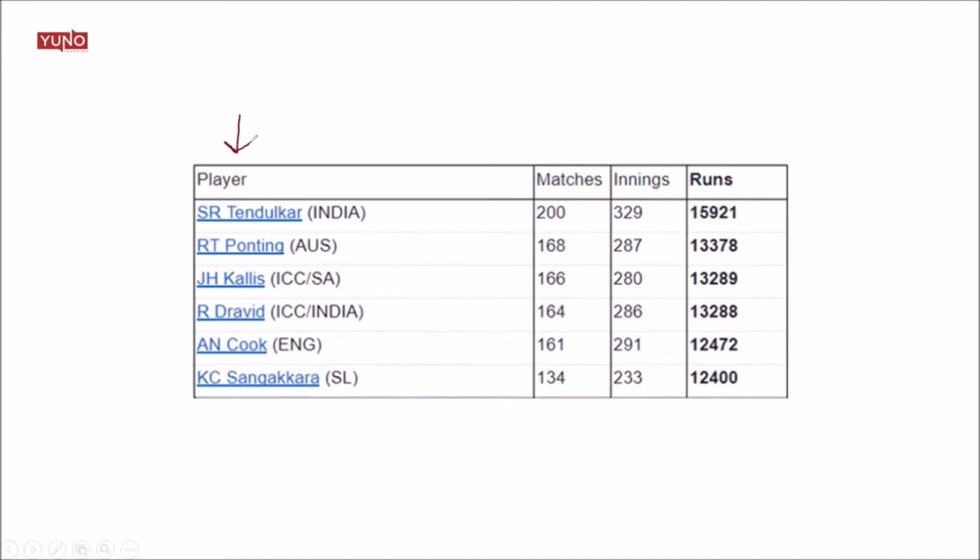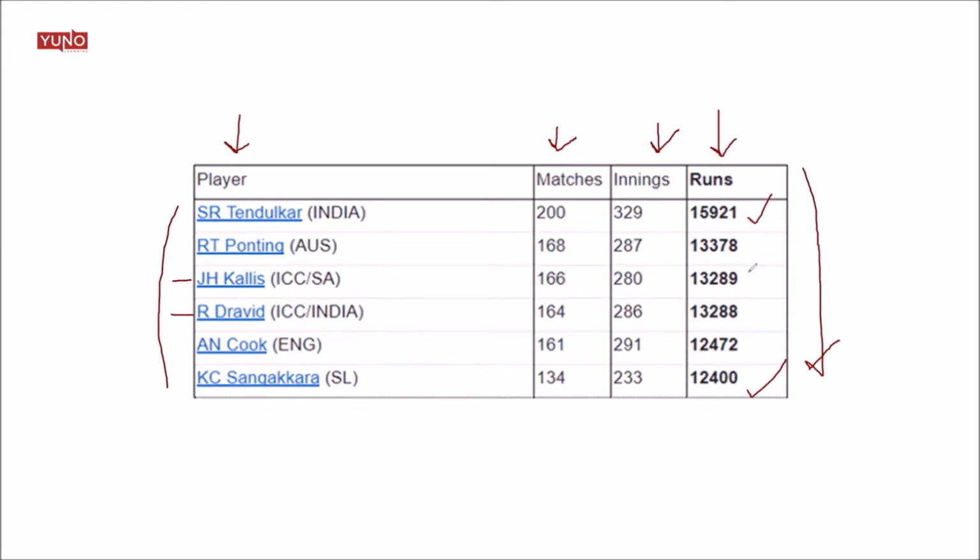Look at the headings first. Player. You can see names of 6 popular cricketers are there. Matches. This column lists number of matches each player played. Innings, number of innings each cricketer played, and then runs, total number of runs he scored. Second, you can see the runs are in descending order, right? Which clearly means Tendulkar scored maximum runs, whereas K.C. Sangakkara scored minimum runs.